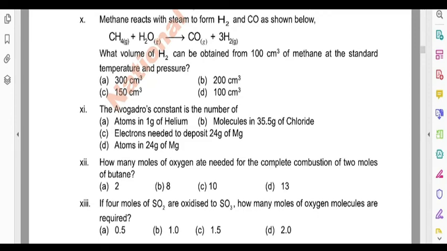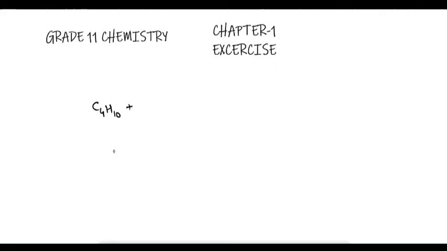Question number 12. How many moles of oxygen are needed for the complete combustion of 2 moles of butane? So let's write the balanced chemical equation. Butane is C4H10, and if you react it with oxygen, this will give carbon dioxide and water. We have to balance it.